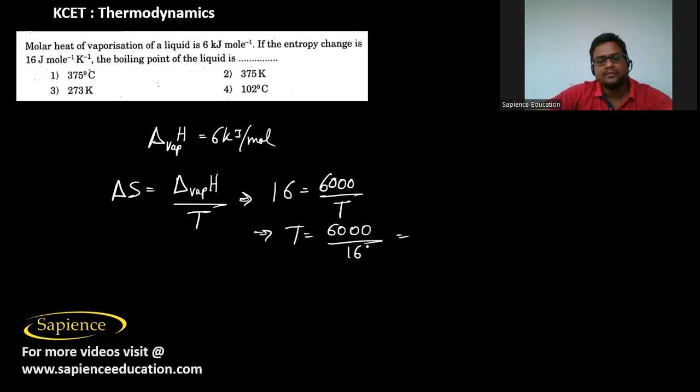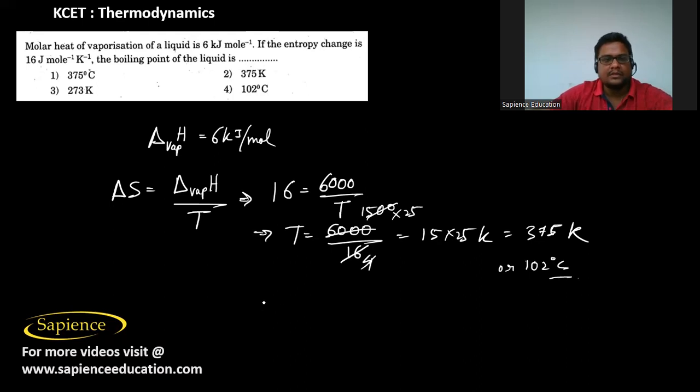So that is 4 for the 16, 15 for the 60, then 4 into 25 is 100. So 15 into 25 Kelvin, that is 375 Kelvin. Or I can say, subtracting 273, it is 102 degree Celsius. So it is 375 Kelvin. So option 2 is the correct answer. So 375 Kelvin is the required boiling point of the liquid.